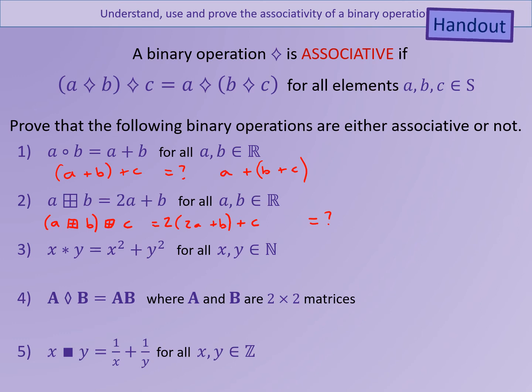We want to know, is that the same as if you were to do A operation B operation C with the brackets around BC. So to find that, B operation C would be 2B plus C, and you're doing A operation with that answer. So in other words, it will be 2 lots of A plus 2B plus C.